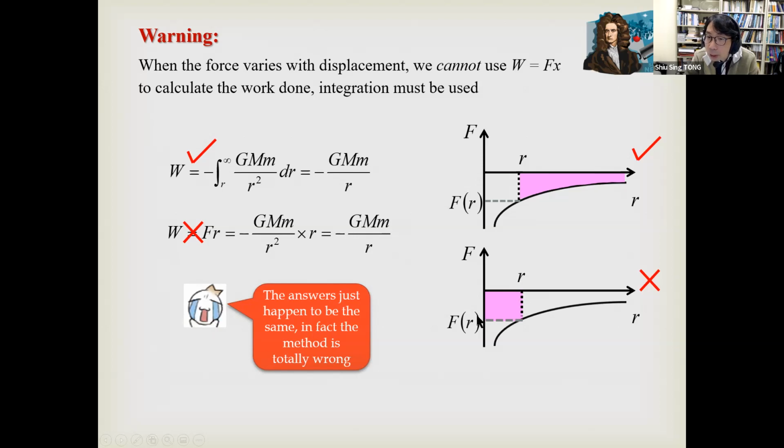And the final force is F at r, which is here. If you use the final r multiplied by the final force, you get the rectangular area here, which is not equal to the work done by doing the integral. They are completely different areas. They just happen to be the same, by sheer luck. You cannot expect the same thing to happen again for other situations, because conceptually this method is totally wrong. So for a variable force, don't try to simply multiply the force with the displacement or the final position to get the work done.